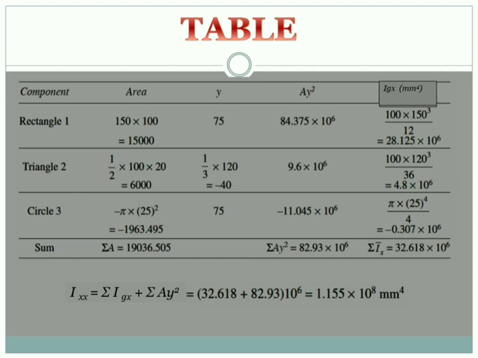Next, the triangle. The area of the triangle will be half, base is 100, and the height is 120. Sorry, by mistake that one is misprinted, please excuse me. The area is half, base 100, height 120. Then y is the centroidal distance of the triangle from the x axis, which will be 1/3 of the height of the triangle, which is 1/3 of 120. We get it as 40.